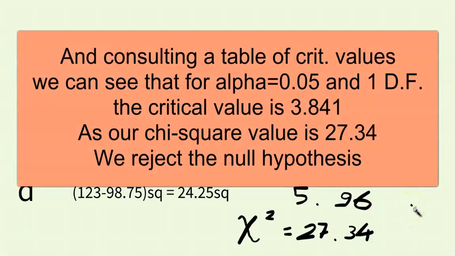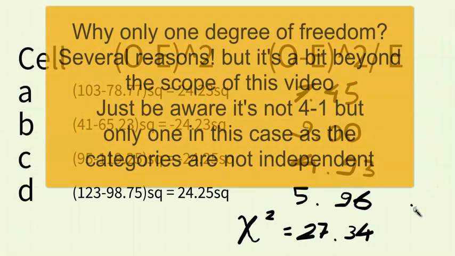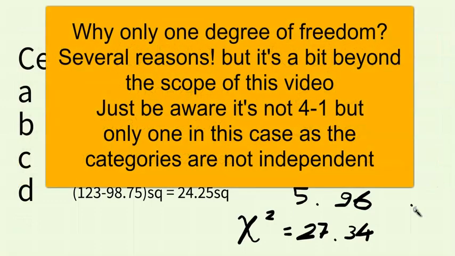So now if we consult a table of critical values for alpha equals 0.05, and as we have 1 degree of freedom, the critical value would be 3.8 for 1.